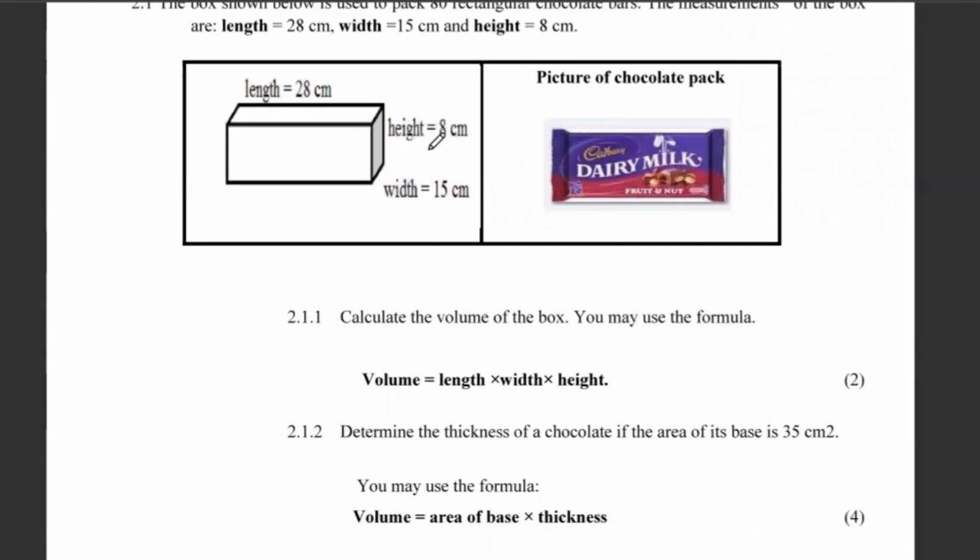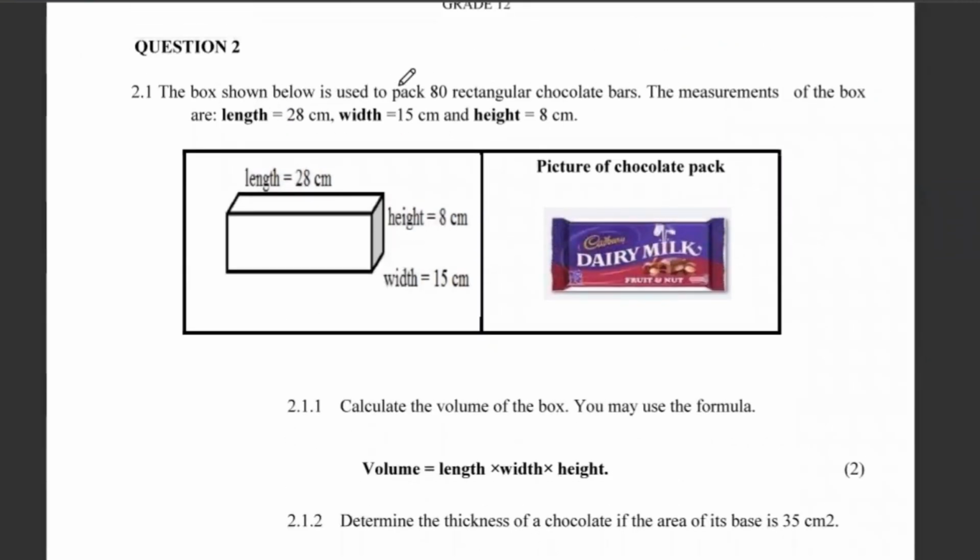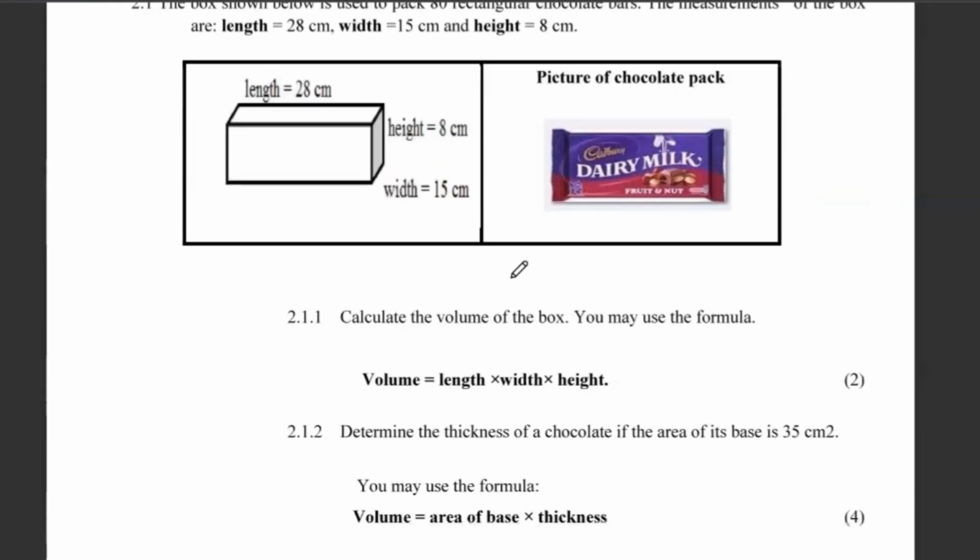2.1, it says the box shown below is used to pack 80 rectangular chocolate bars. The measurements of the box are length of 28 centimeters, width of 15 centimeters, the height of 8 centimeters. So this is the box used to pack these small chocolates. Now they are starting with calculate the volume of the box using the formula.